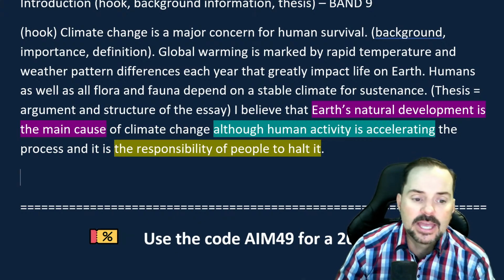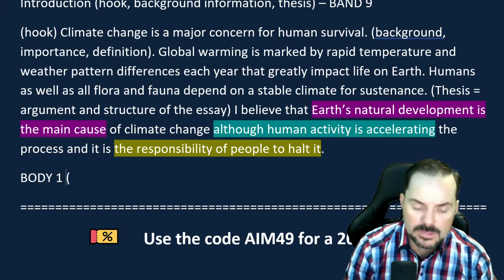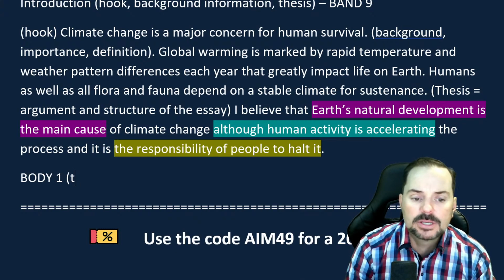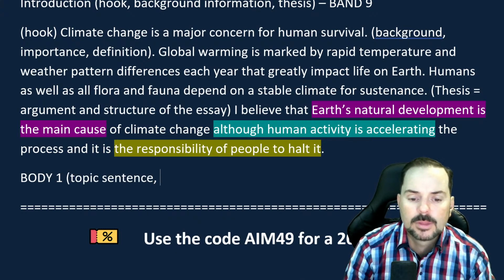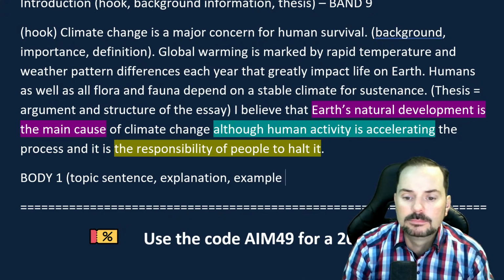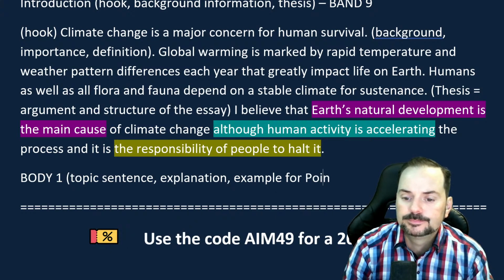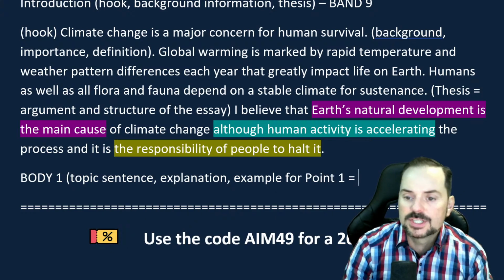Now I can get into my body paragraph 1. And body 1 will be a topic sentence, an explanation and an example for point 1, which of course here is Earth's natural development.